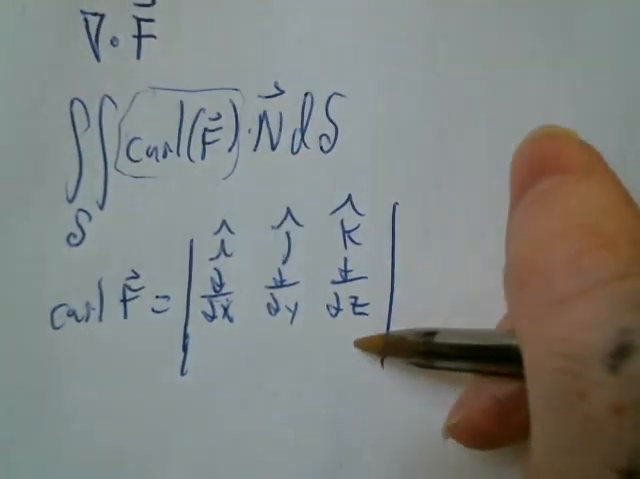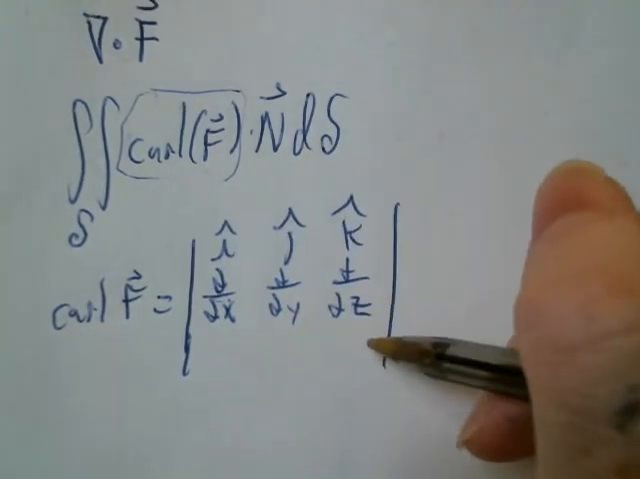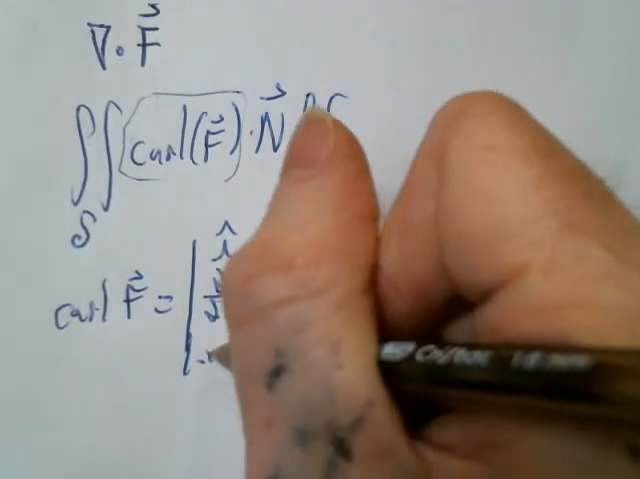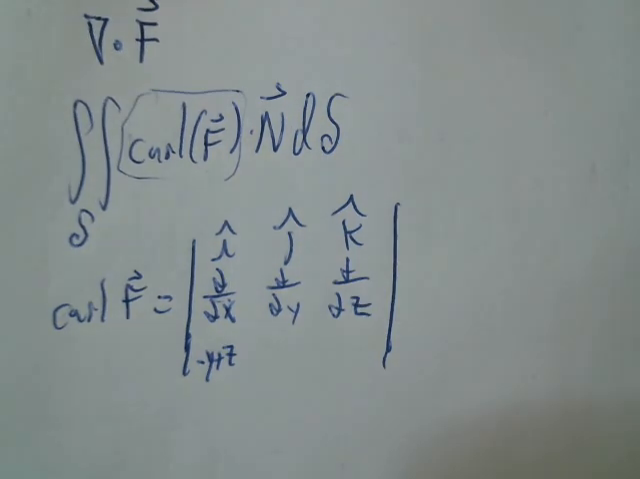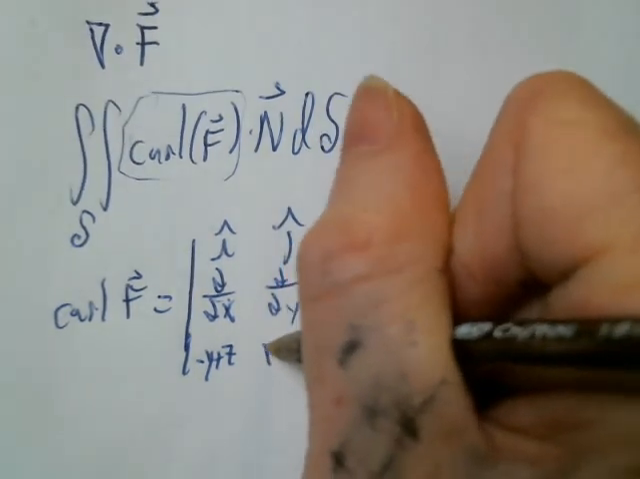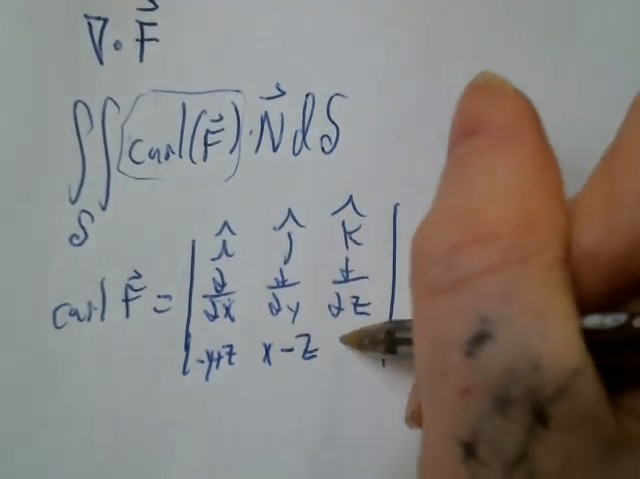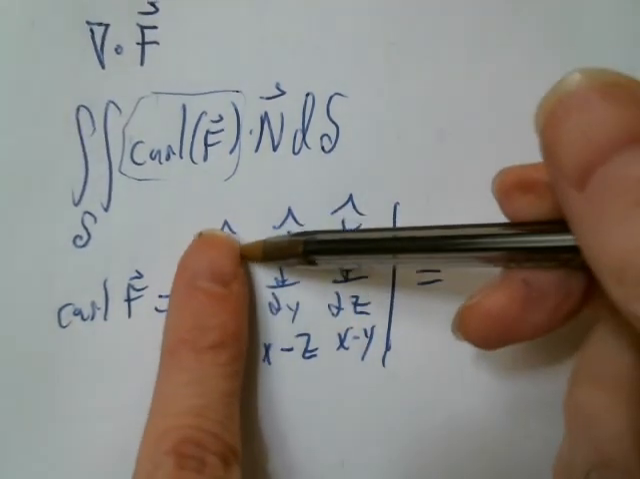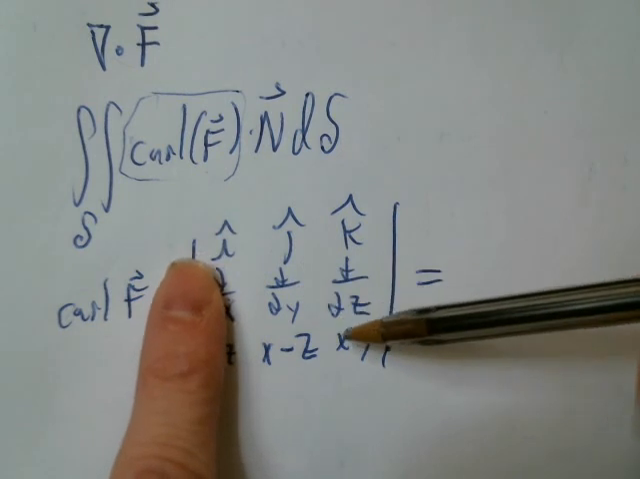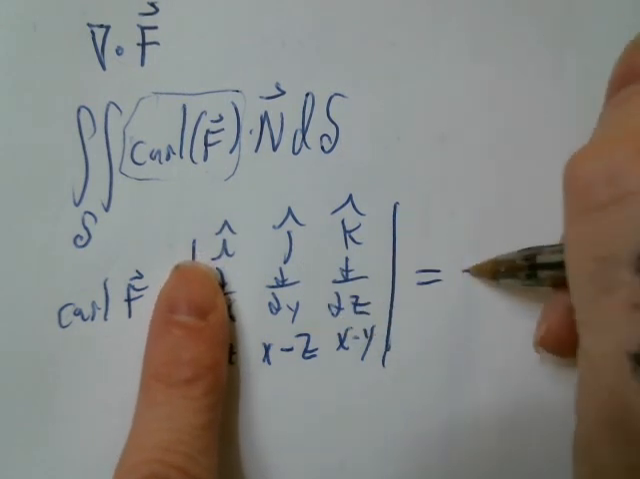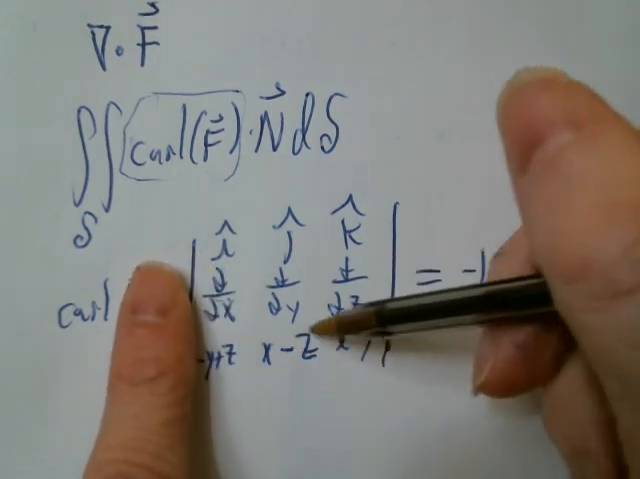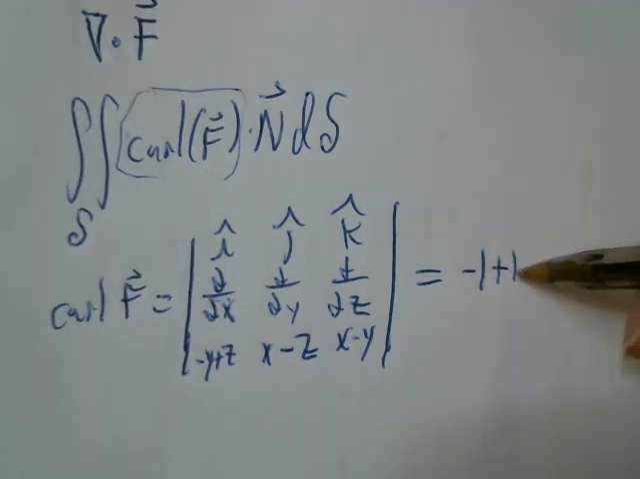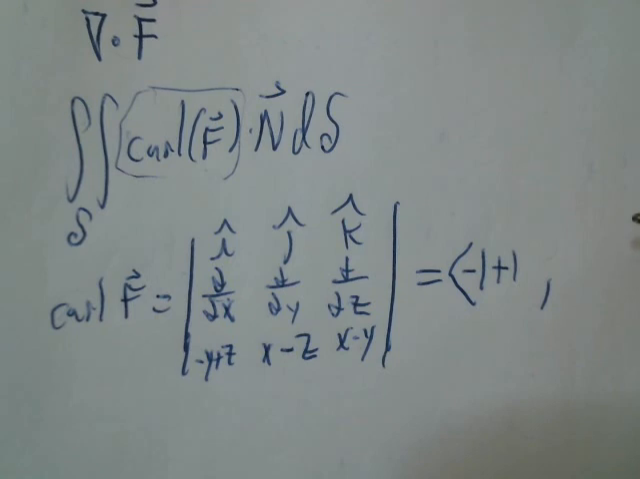Okay, and then we need the vector field here. I've lost my vector field. Negative y plus z. I'm going to have to smush it in, I apologize. x minus z, and then x minus y. Okay, so cover up the appropriate places. Partial of this with respect to y is negative 1, minus the partial of this with respect to z, so minus negative 1 is plus 1. So that'll be a 0.